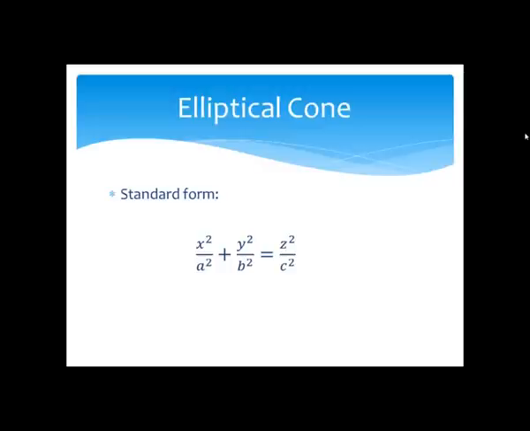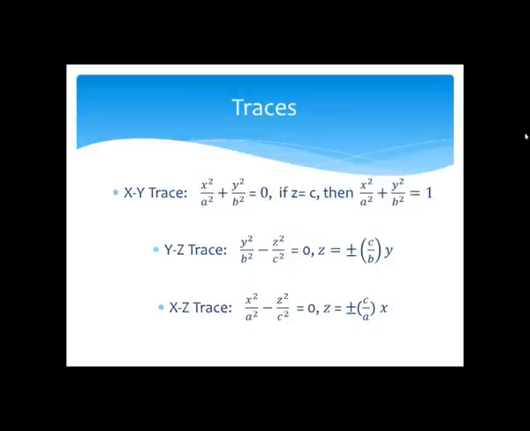Let's now look at the elliptical cone. The standard form of an elliptical cone is given by the equation x squared over a squared plus y squared over b squared is equal to z squared over c squared. To sketch the graph of an elliptical cone, we must find the traces once again. To find the xy trace, simply equating the z value to 0 is insufficient.